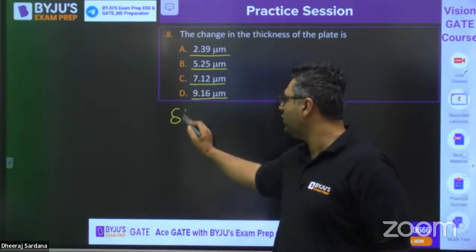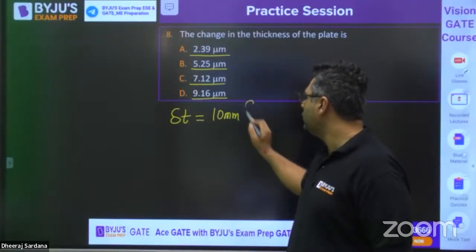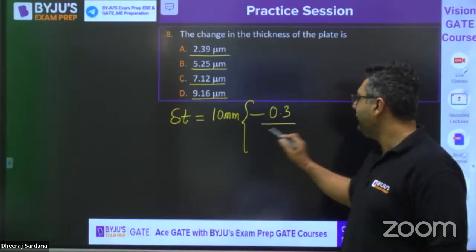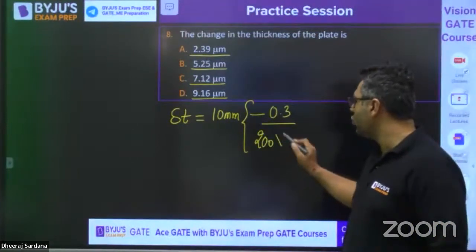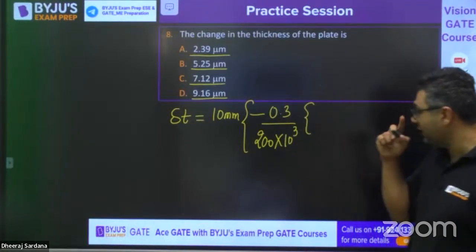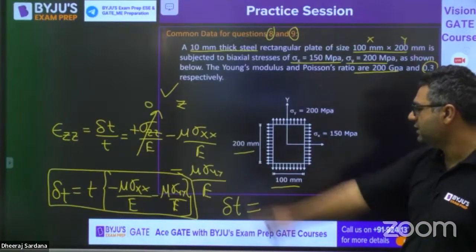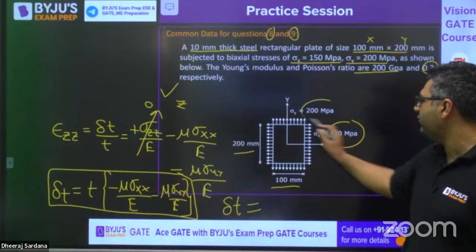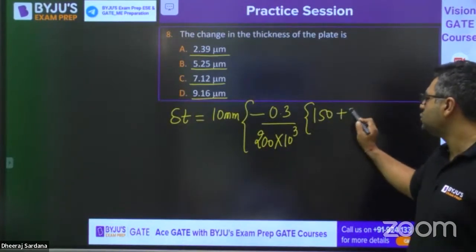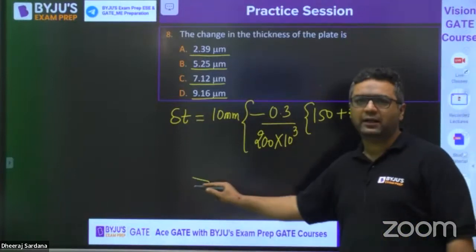So what you need to find out is delta T. Thickness is 10 mm. You know that mu is 0.3 and E is 200 GPa. This is common once again. So you can write here sigma YY and sigma ZZ. Sigma XX and sigma YY are 150 and 200, so it is 150 plus 200. That will give you the answer for delta T.